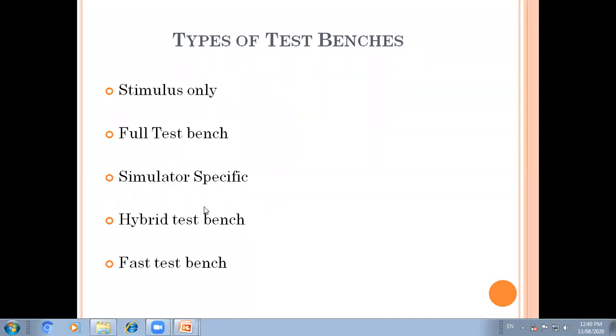Next is the simulator specific. The test bench is written in a simulator specific format. That is the simulator specific. The hybrid test bench is the combination of more than one test bench style. If the test bench style is mixed, with more than one combination, it's called a hybrid test bench. Fast test bench, as the name specifies, is written to get ultimate speed from the simulation. So these are the types of the test bench.